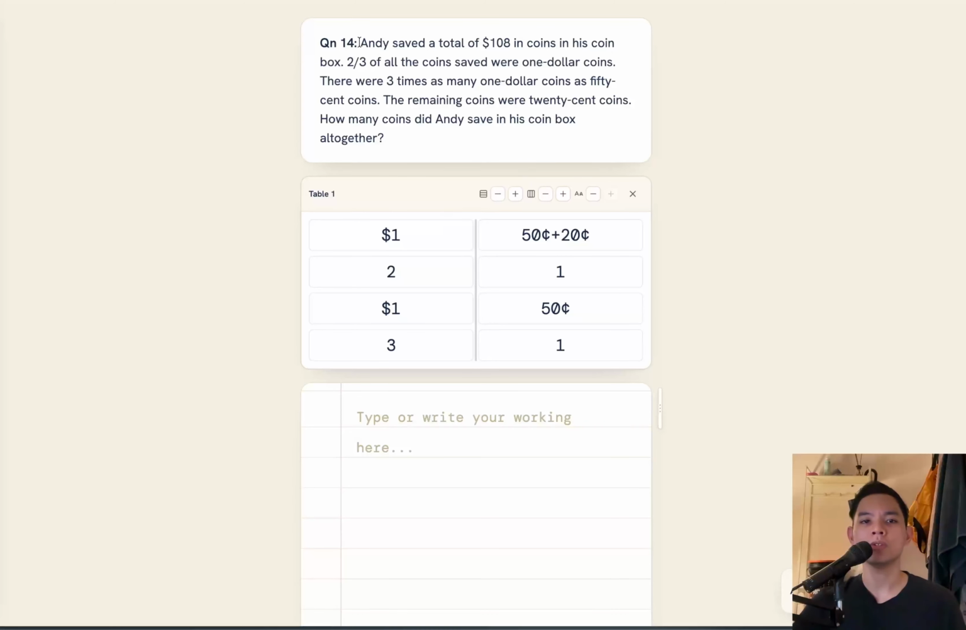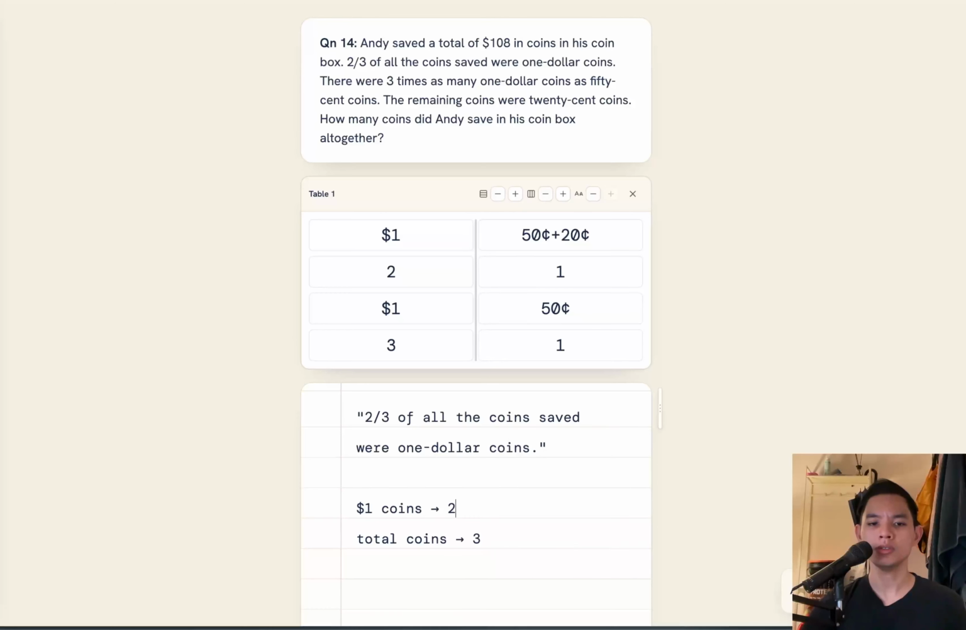According to the second statement, 2/3 of the coins saved were $1 coins. So that means the $1 coins will be equal to 2 units. And then total coins go to 3 units, so 2 units and this unit. That means the remaining, which is the 50-cent and 20-cent coins, is basically 3 minus 2, which is 1 unit.